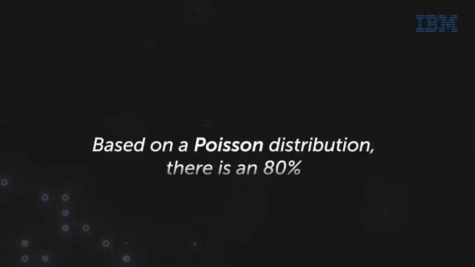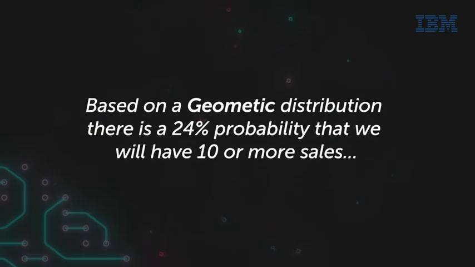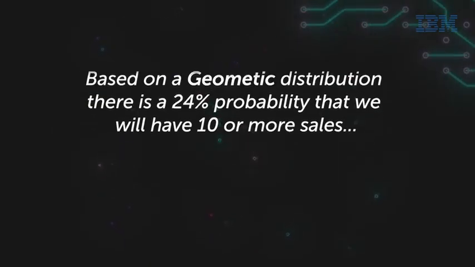Let's say you have sales level data from a company. There are some number of sales each day on average. You should have as part of your EDA notebook a small section dedicated to calculating probabilities. This way, when you communicate the findings, you can make statements like, based on a Poisson distribution, there's an 80% probability of hitting some goal in the next month. Or, based on a geometric distribution, there's a 24% probability that we will have 10 or more sales.